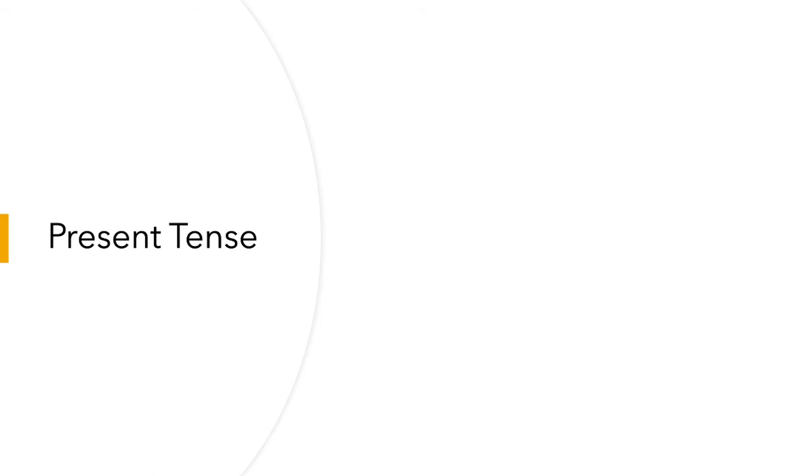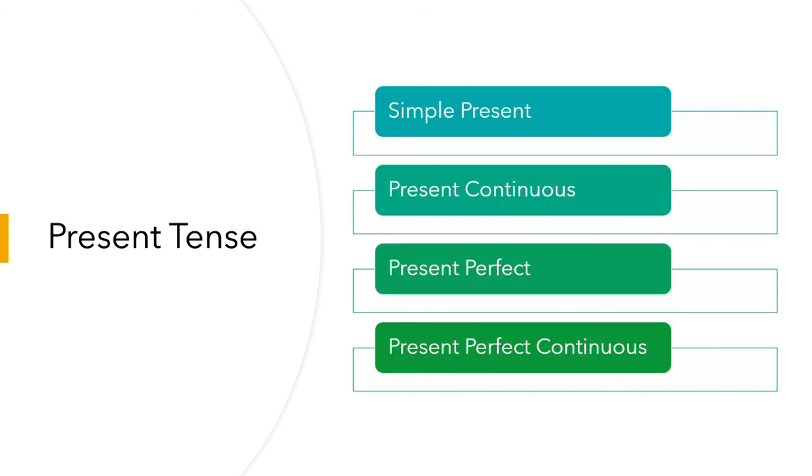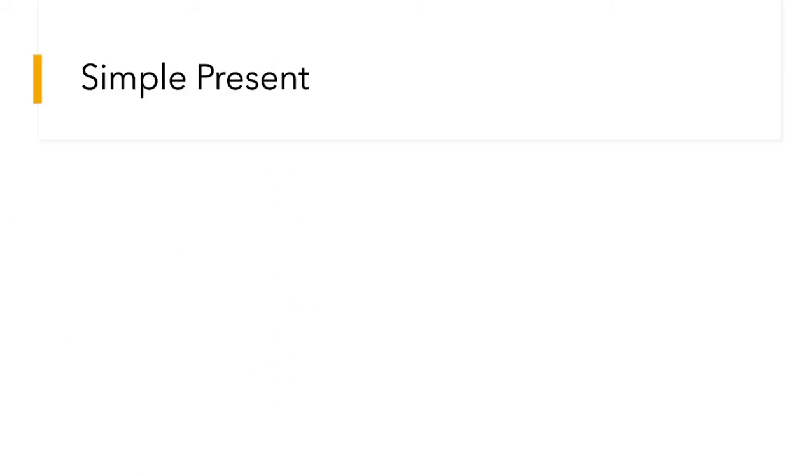Present tense can be expressed or framed using four different types: simple present, present continuous, present perfect, and present perfect continuous. Let's start with simple present. Before we actually go to examples, we have a small formula for simple present. Subject plus V1, adding S or ES to the end of the V1. V1 is nothing but the first form of the verb. Here, a subject can be a noun, a pronoun, or any name.